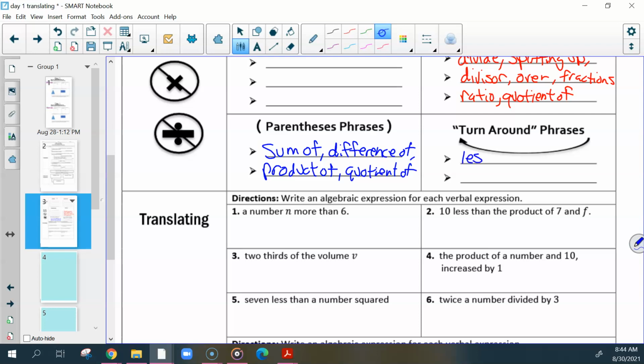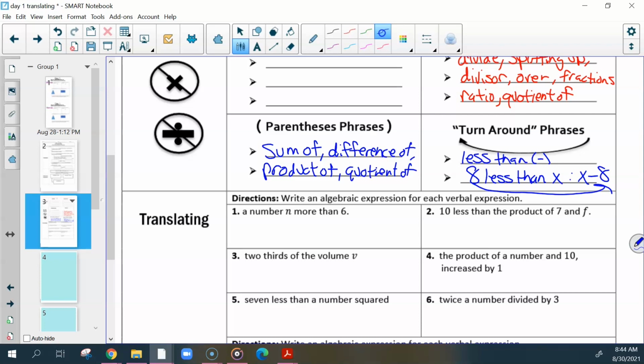This is really for subtraction. If you see the words less than, anytime you see the words less than, it'll be like 8 less than x. You're going to take whatever comes before the words less than and move it to the end. Since it comes before the words less than, it would go towards the end. There's not a whole lot of other ones.